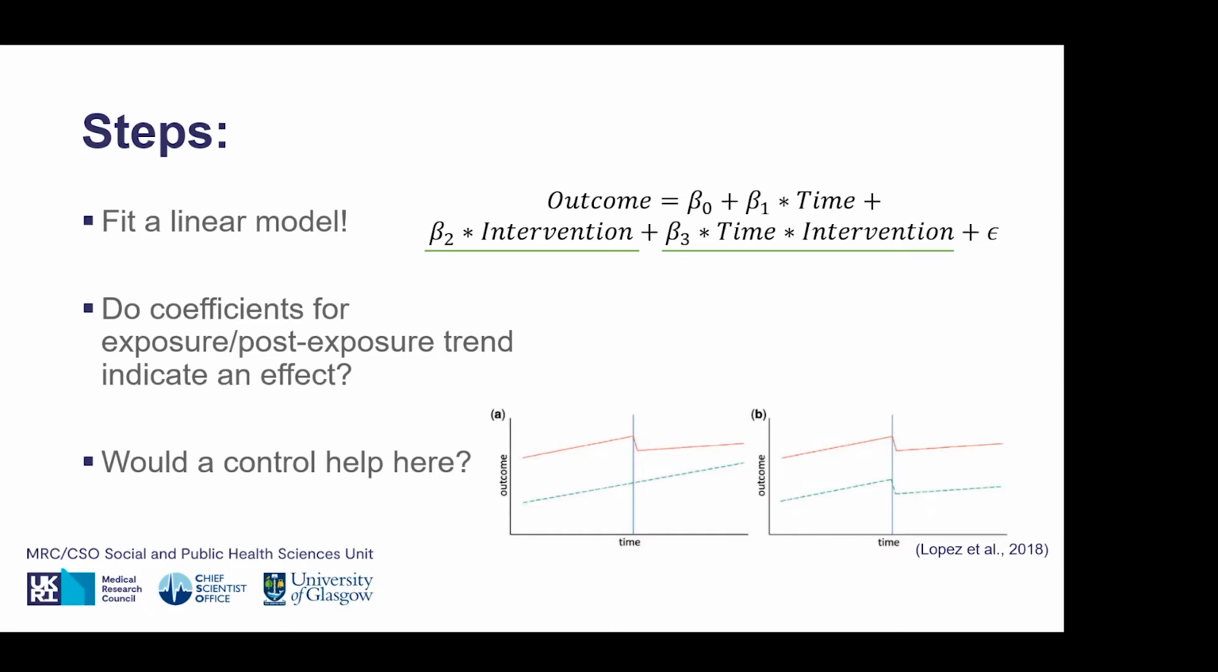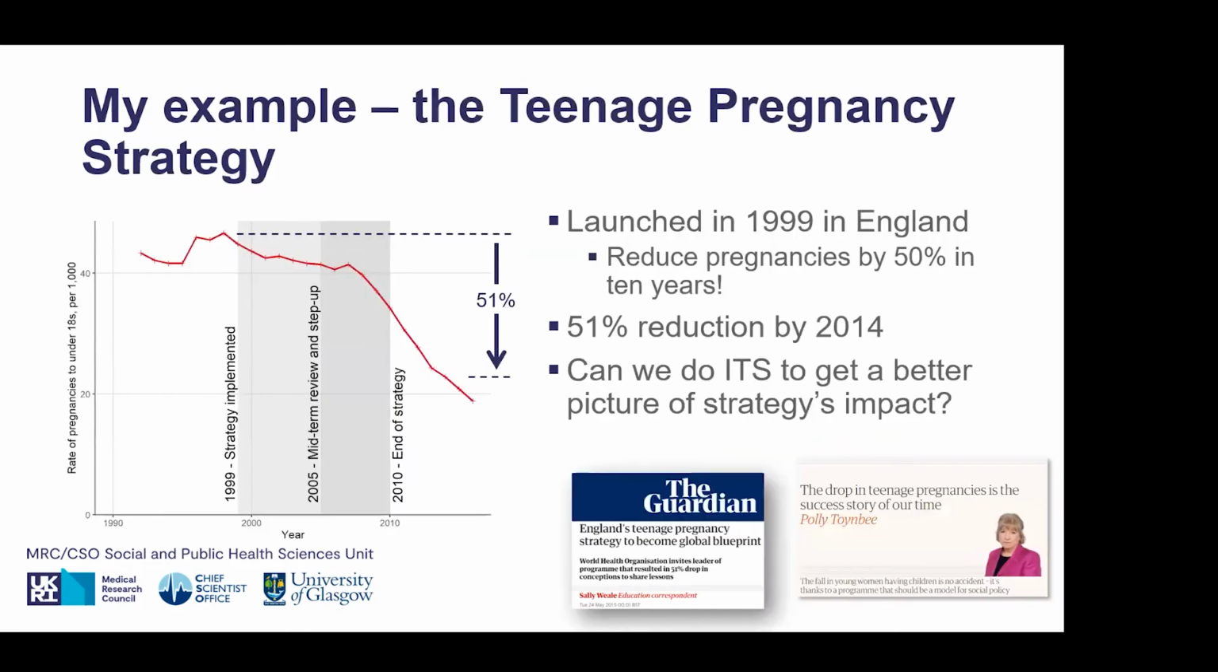So there are kind of steps to putting together an interrupted time series model. I'll give you one example, and then we can maybe think about questions of when you might use it, how you might use it. The example I used in my research was the teenage pregnancy strategy, which is an England-based intervention to reduce teenage pregnancies. The strategy was a 10-year strategy launched in 1999 with the goal of reducing under 18 pregnancies by 50% in 10 years. A very ambitious goal that they set out.